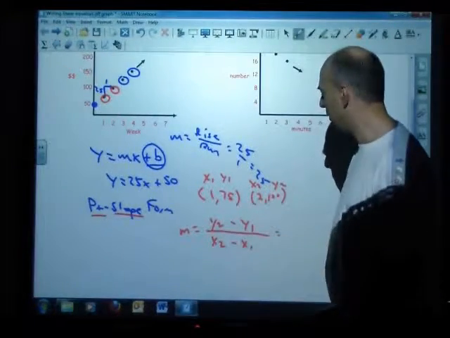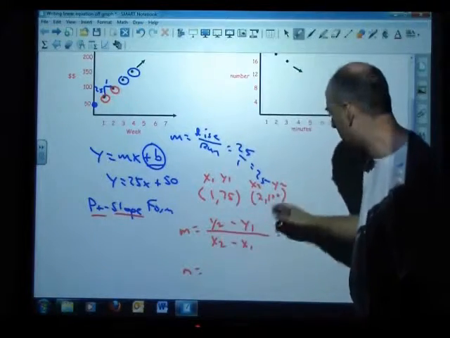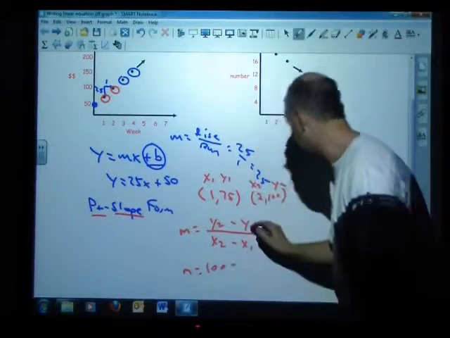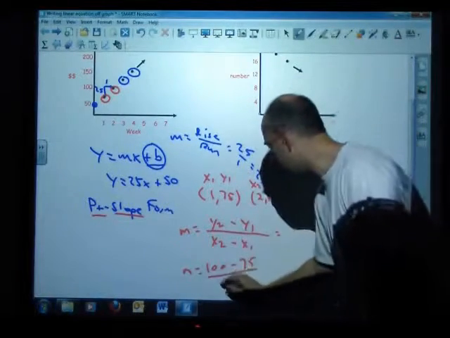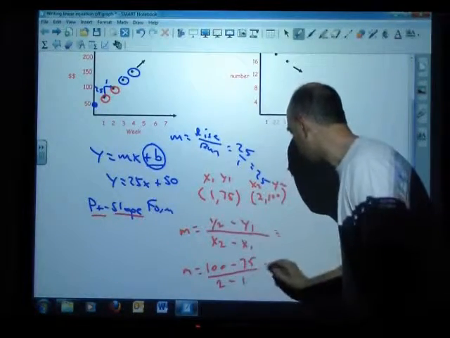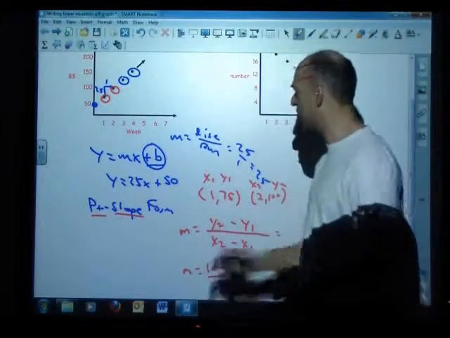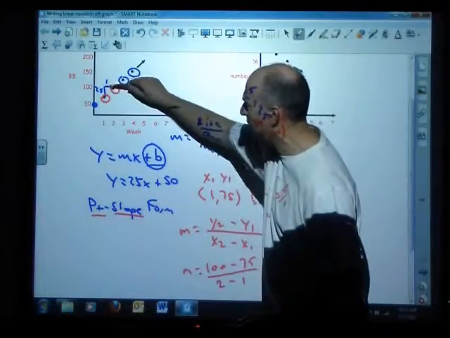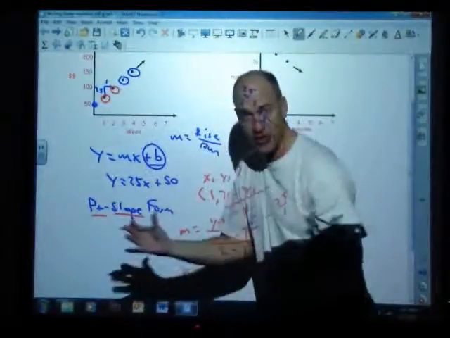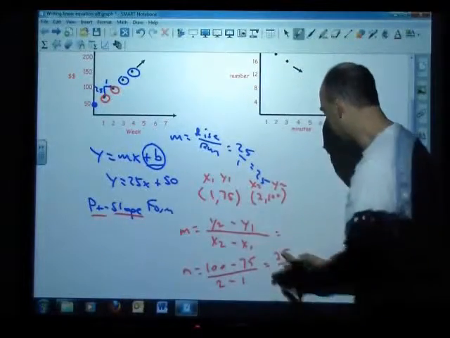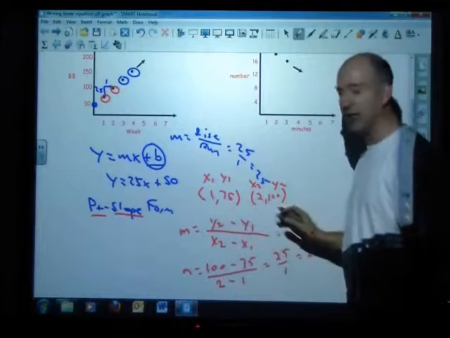So if we plug in here, we will have, let's see, y2 would be $100, minus y1 is 75, and we've got 2 weeks minus 1 week. And you know what? It ends up giving you the truth, and the truth is there was a $25 change in a week. Okay, so you can see it visually. If you can see it visually, here I've actually figured it out. The slope is 25, just using 2 points.